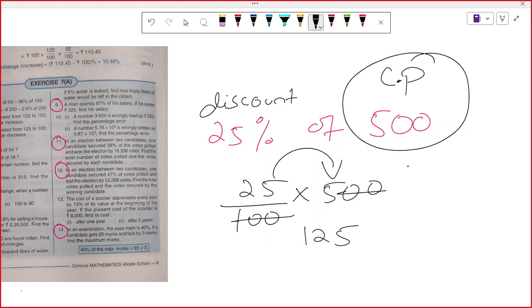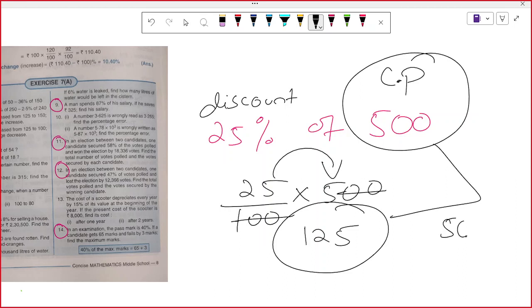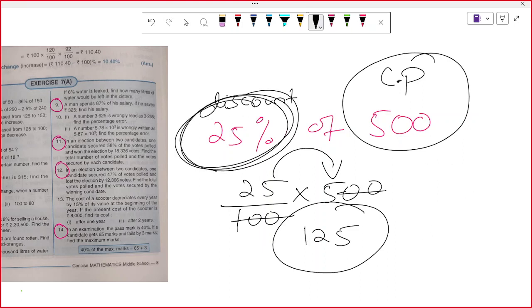So what's the actual price? The cost price is 500. They've given a discount of 125. How much is the customer supposed to pay? 500 minus the discount, 125. So 500 is the cost price. And what's the discount given? 25%. Out of 500, how much is 25%? What's the rupees value? 125.